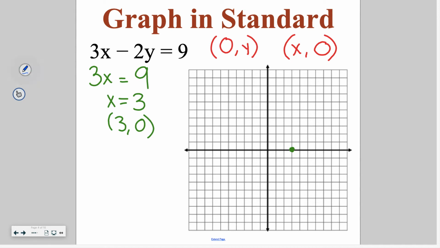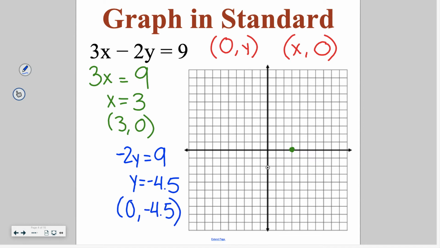Then we can solve for the y-intercept. That happens when x is equal to 0. So we would plug in 0 for x. Again, we know when we plug in 0 for a number, that means when we multiply, it goes away. Notice this negative in front of the 2 stayed as part of the problem. When we divide both sides by negative 2, we end up with y is equal to negative 4.5. So the point I'm going to graph now is 0 for x and negative 4.5 for y. So we go down 4.5.